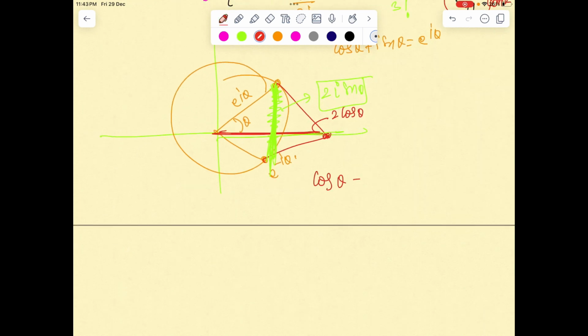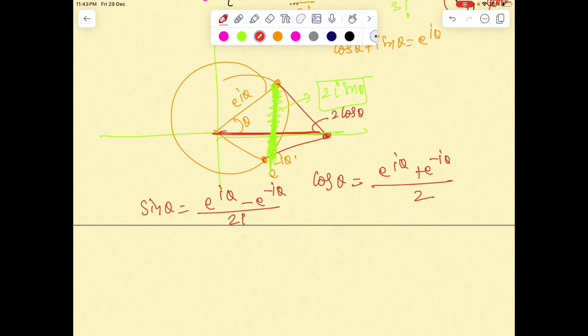Some of the beautiful applications for JEE problems will be that cos theta you can now write in terms of the exponential definition, right? Similarly, sin theta can be written as e to the power i theta minus e to the power minus i theta by 2i. So in our next session, we'll try to take up some questions which help us with problem solving.